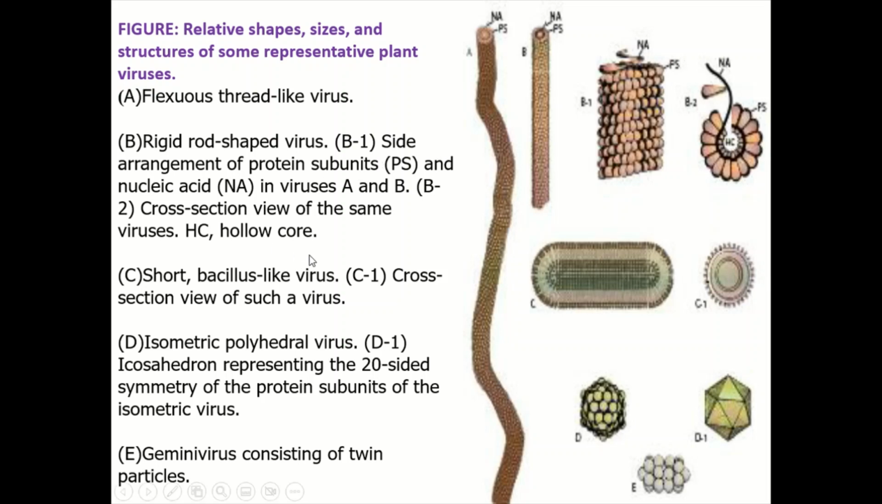In C, these are actually bacillus-like viruses. These are short in size. If you see the cross section of these viruses, here in C1 you can see the cross section of this bacillus-like virus. Similarly in D, these are polyhedral viruses. D1 shows this kind of 20-sided symmetry of these protein subunits. These are also called isometric viruses. And the geminiviruses in E actually consist of twin particles.